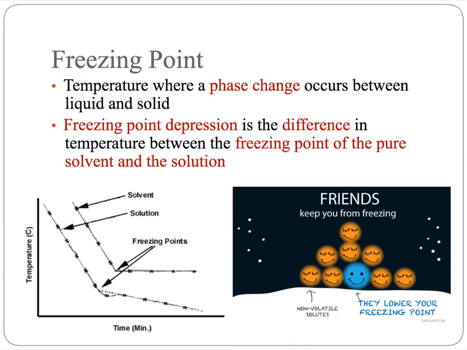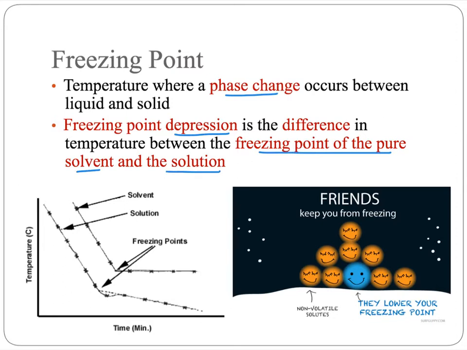Let's start with talking about freezing point. Freezing point is the temperature where a phase change occurs between liquid and solid. A liquid will turn into a solid at the freezing point. Incidentally, if you're coming the other way, going from solid to liquid, we call it a melting point, but it's actually the same temperature. Freezing point depression is the difference in the temperature between the freezing point of the pure solvent and the solution that you're working with.